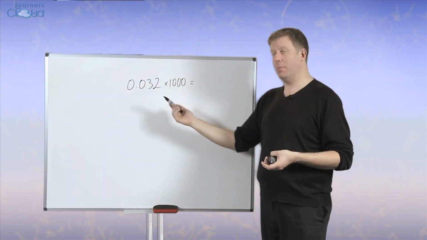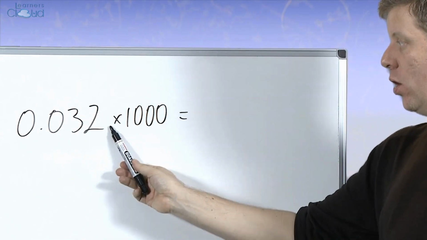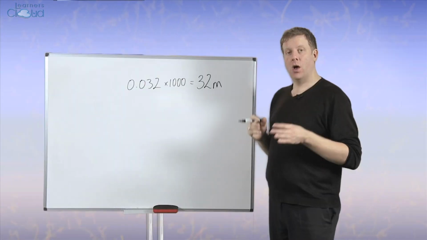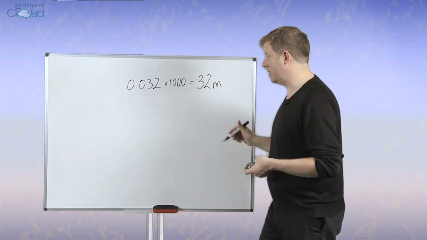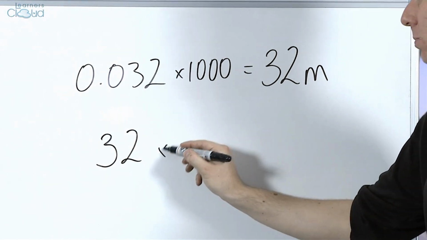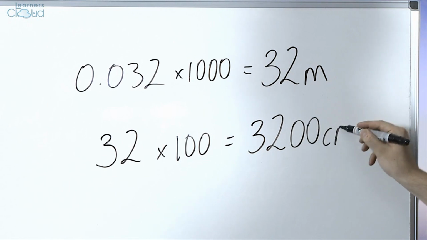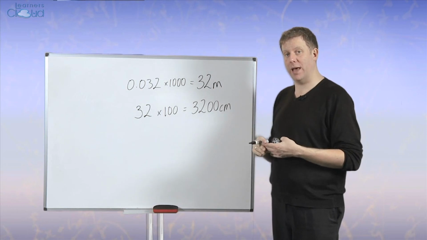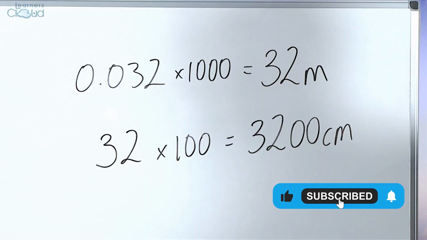Now in this case, if we remember what happens with our decimal point when we multiply by 1,000, it's going to leave me with an answer of 32 metres. So far, I've converted it into metres, but now I need to convert that into centimetres. And 32 metres in centimetres, I would have to multiply by 100 to give me a final answer of 3,200 centimetres. So in this question, they actually wanted us to do 2 steps. Firstly, change it into metres and then change it into centimetres.